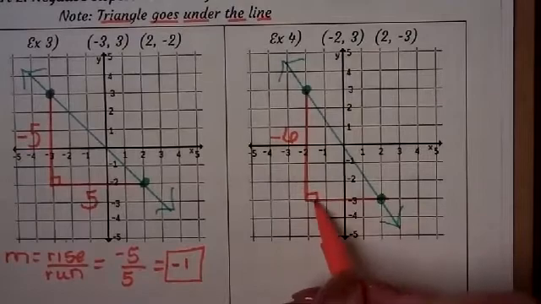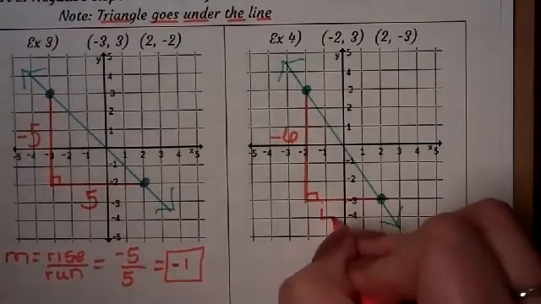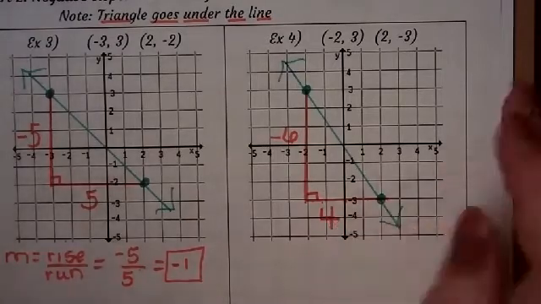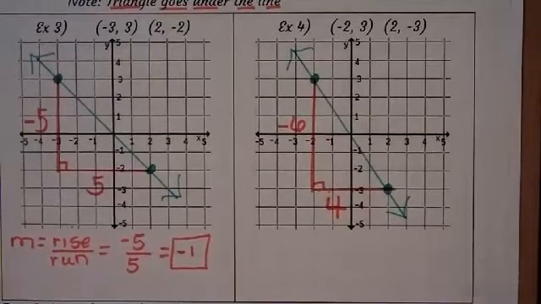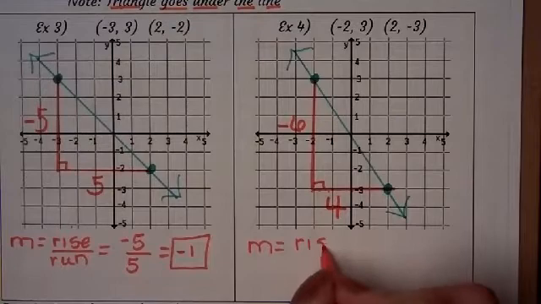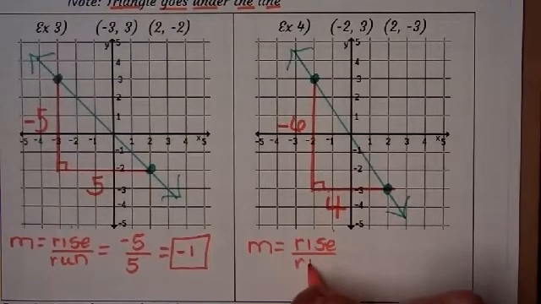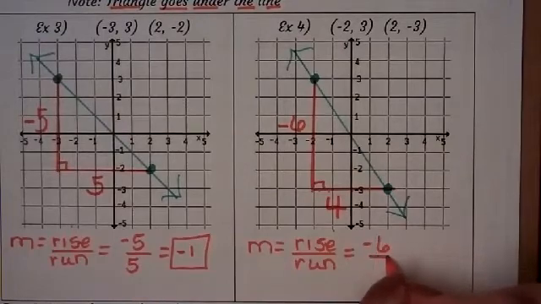Now, going to the right. 1, 2, 3, 4. Going to the right is always a positive direction, so it's positive 4. Now, underneath my graph right here, I can just write M equals rise over run. My rise is the -6. The run is the +4.